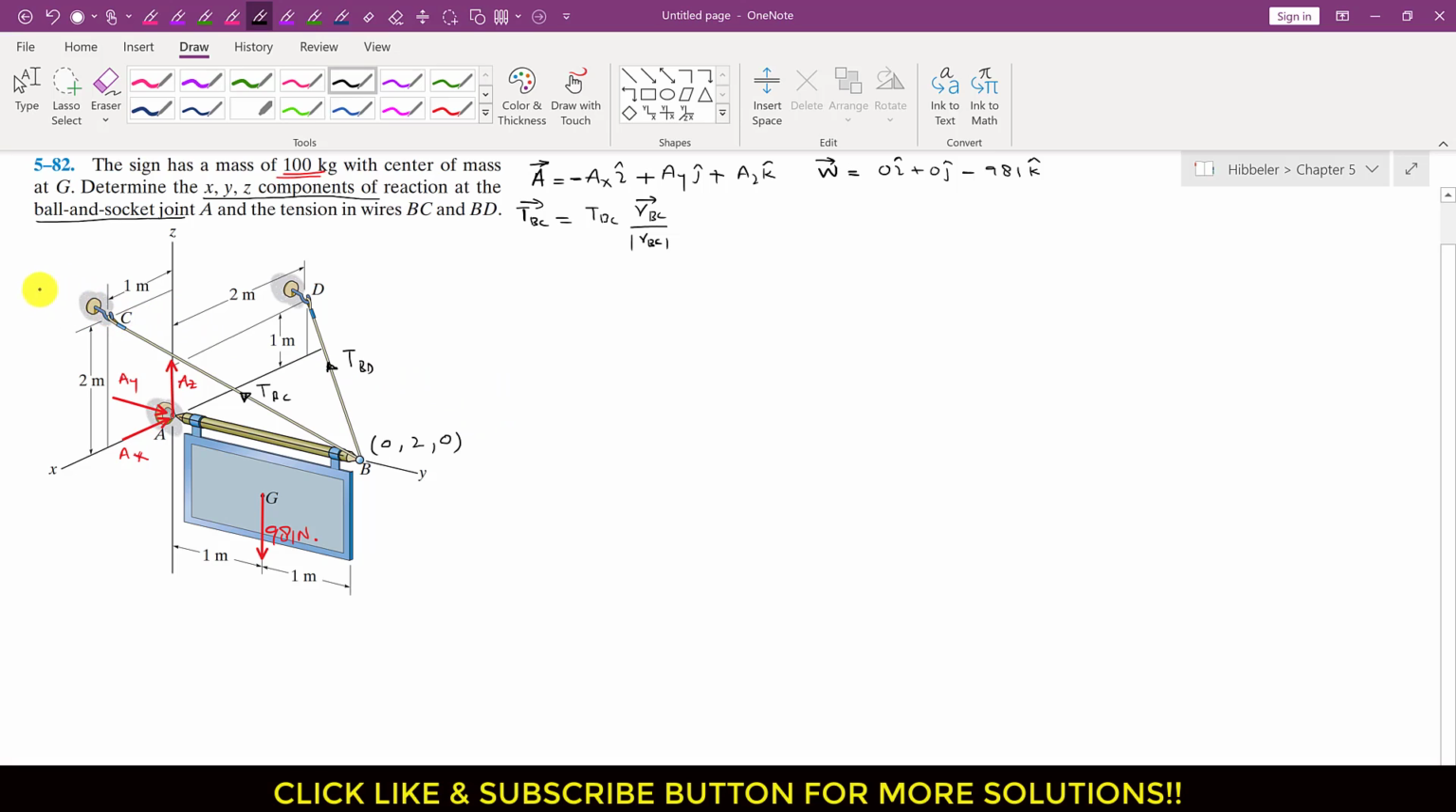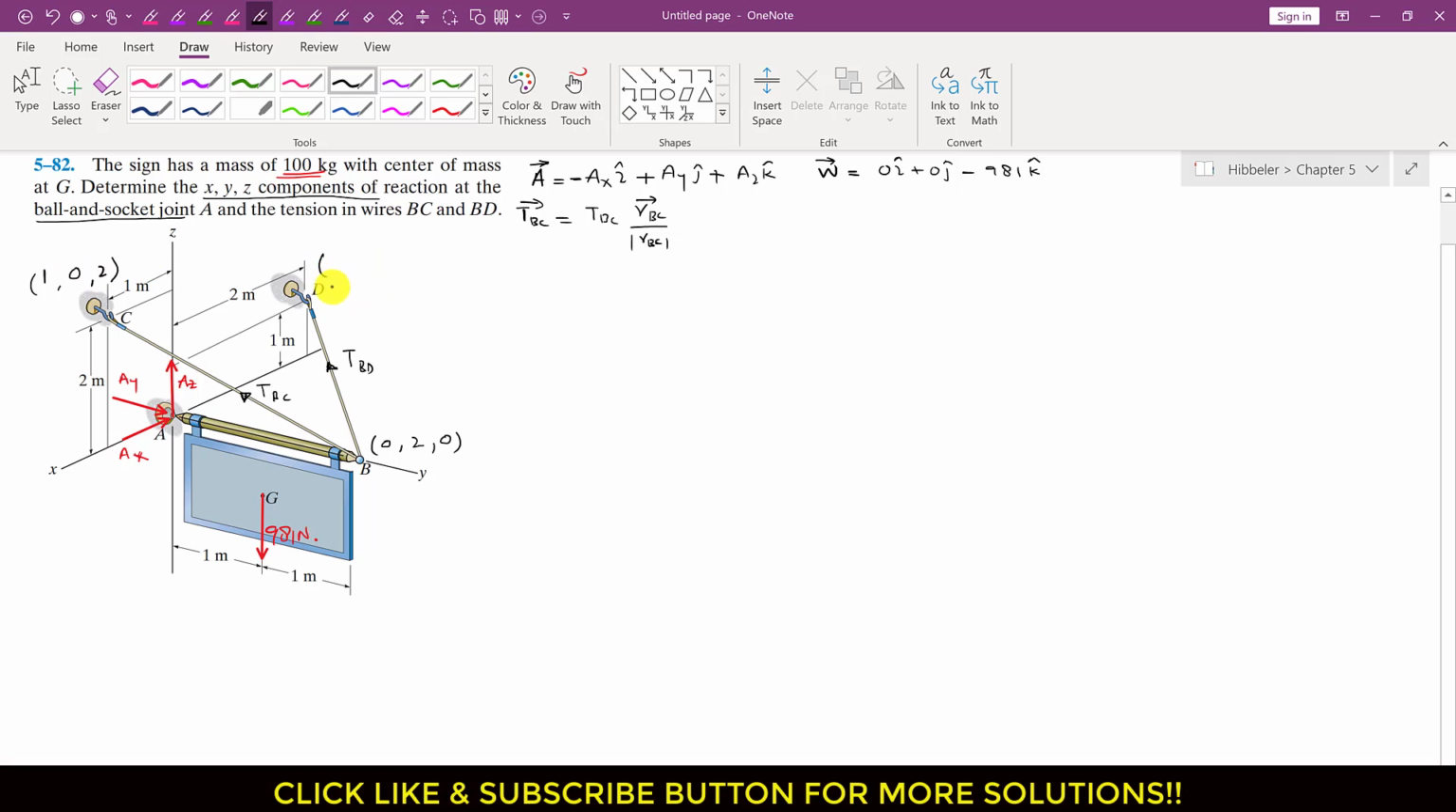Similarly the coordinates of point C. To reach point C from the origin we need to travel 2 meters along z, then 1 meter along positive x, and there is no need to travel in the y direction since this point C is lying in the xz plane. So this is 1, 0, 2.